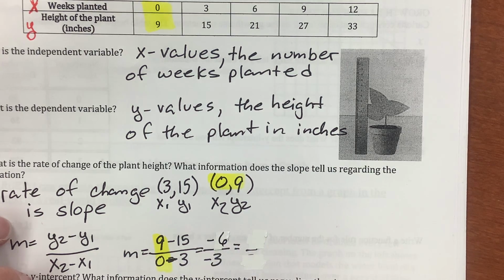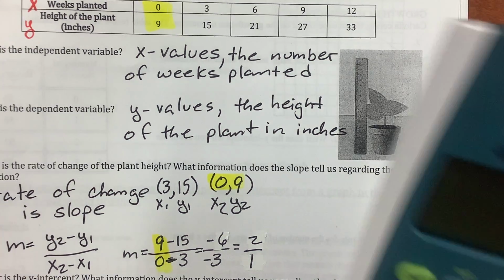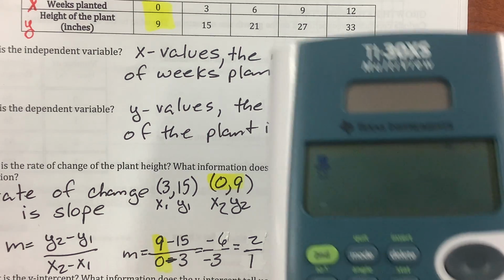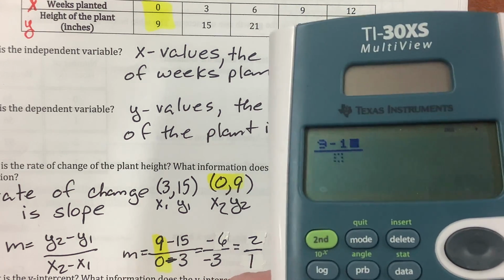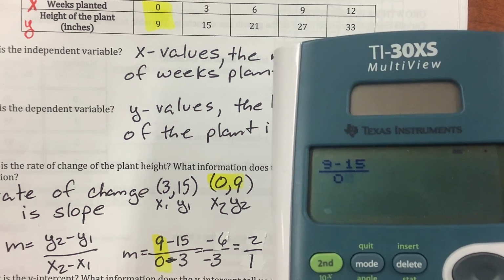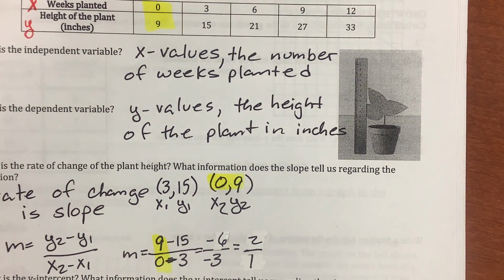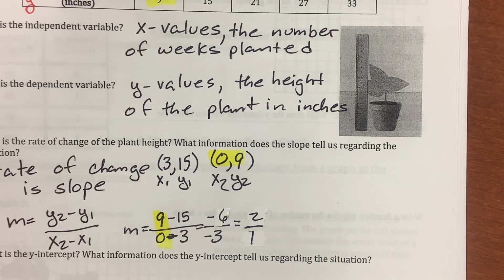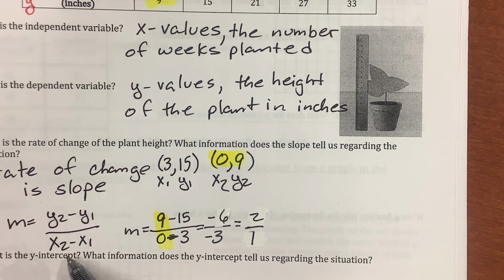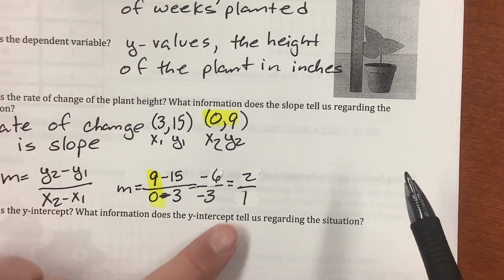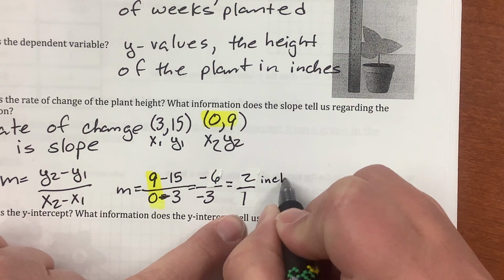It's negative 6 over negative 3, which is just 2 over 1. But I'm going to double check it with my calculator because I don't want to be making math mistakes. 9 minus 15 over 0 minus 3. Yay, thank goodness for calculators and checking my math. Always check your math. So now I have 2 over 1. But 2 what? Over 1 what? Well, let's go back and look. It's y over x. Y is height in inches, x is weeks. So it's 2 inches in 1 week.